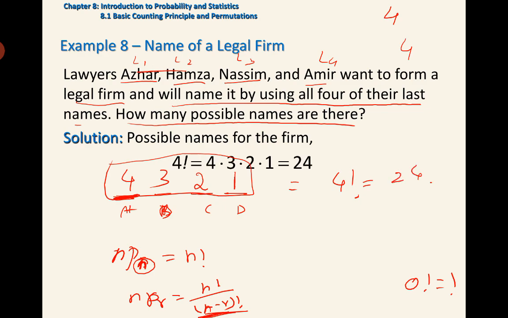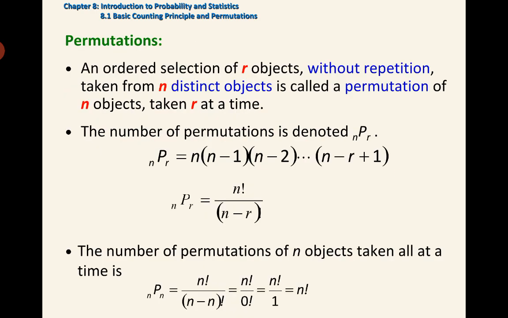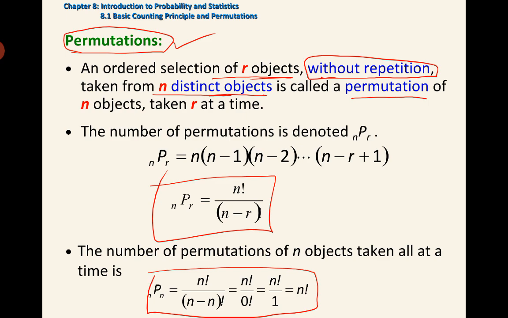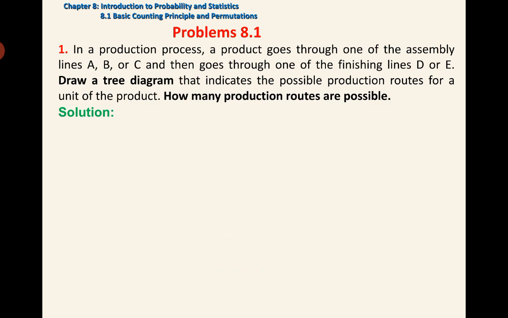Next, now we are entering the definition of permutation. An ordered selection of R objects without repetition, taken from n objects, is called permutation. No repetition in the case of permutation, right? Actually, it's arrangement. You need to arrange it in order. So there will be a highlighting word, arrangement, in the case of permutation. So the formula we have seen, NPN is n factorial. Now let's go to the exercise problems.